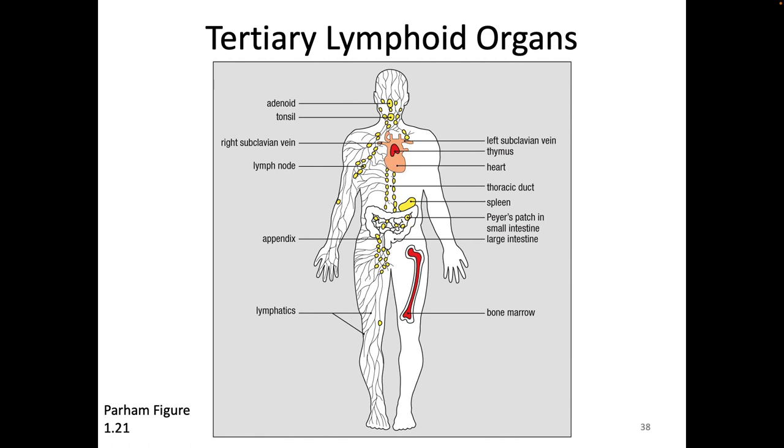The answer is it's all of the organs. You could have an infection, you could make an immune response anywhere. And so anything can be a tertiary lymphoid tissue. If on a particular day you have a cut and you have an infection in your skin, that day the tertiary lymphoid organ is the skin. If on another day you have a kidney infection, the tertiary lymphoid organ is the kidney. If on another day you have a respiratory infection, the tertiary lymphoid organ is the lung. And so the tertiary lymphoid organ can be anything. It's wherever that infection is and wherever that immune response needs to happen.